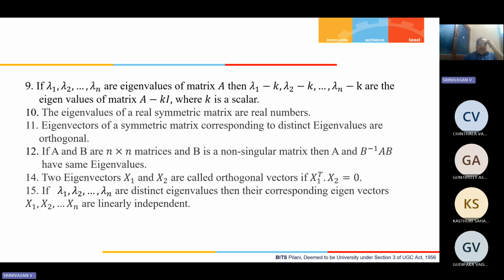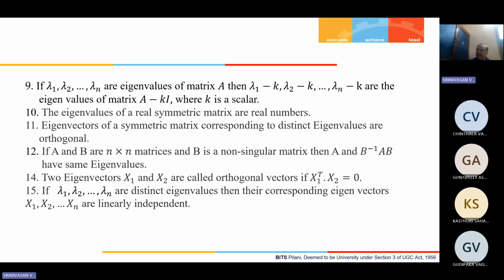Eigenvectors of a symmetric matrix corresponding to distinct eigenvalues are orthogonal. This is a very important property for eigenvectors. You have come across matrices having distinct eigenvalues, or where two of them are repeated. But if you have a symmetric matrix and its eigenvalues are all different, then in such a case the eigenvectors, if you find them, will be orthogonal.